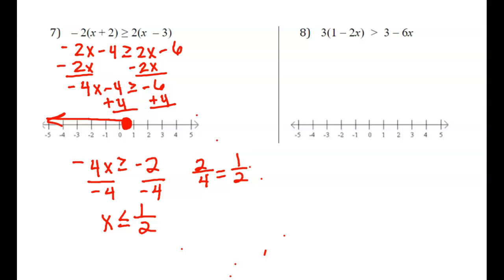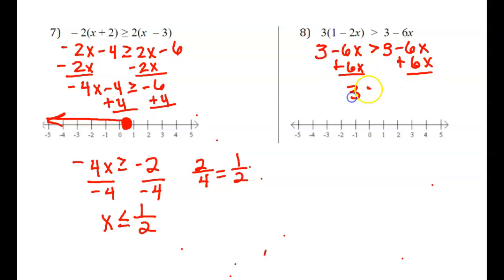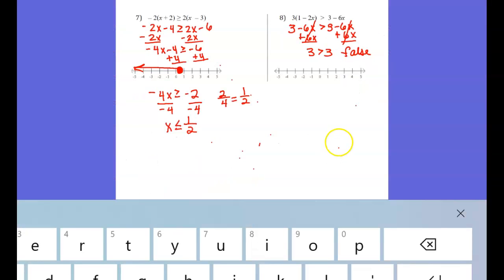All right, number 8. All right, when I distribute, I get 3 minus 6x is greater than 3 minus 6x. When I add 6x to both sides, I end up with 3 is greater than 3 because our 6x's cancel out. Here's one of our special cases. This is a false statement because 3 is not greater than 3. Okay, so therefore, whoops, we've got no solution here.